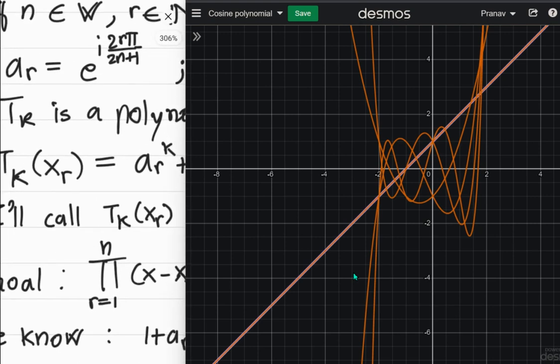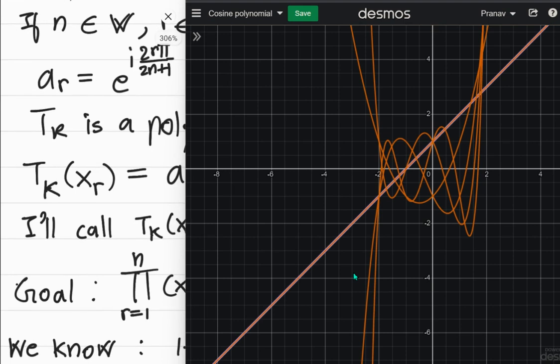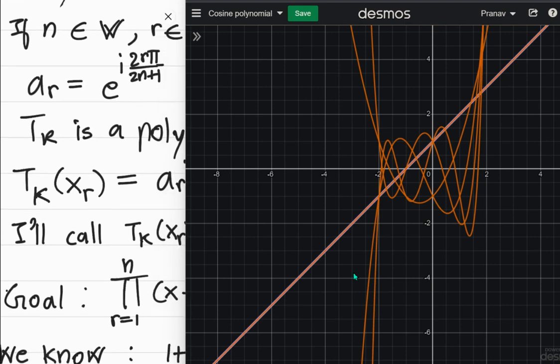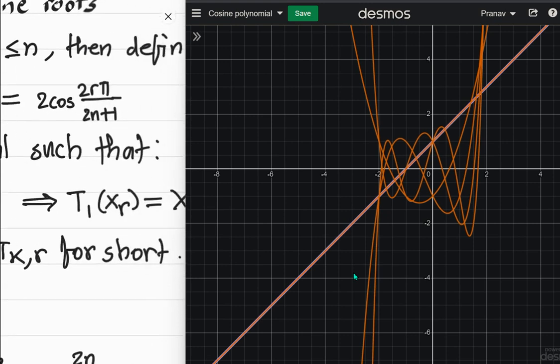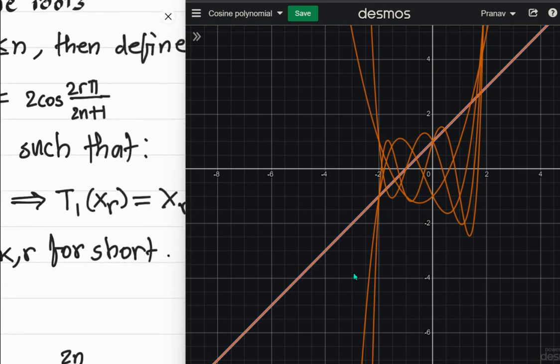First of all, we define this thing a sub r. It is e power i 2r pi upon 2n plus 1. So over here we have 2n plus 1, that is an odd number. So this thing only works when your cosine values are of this kind of format.